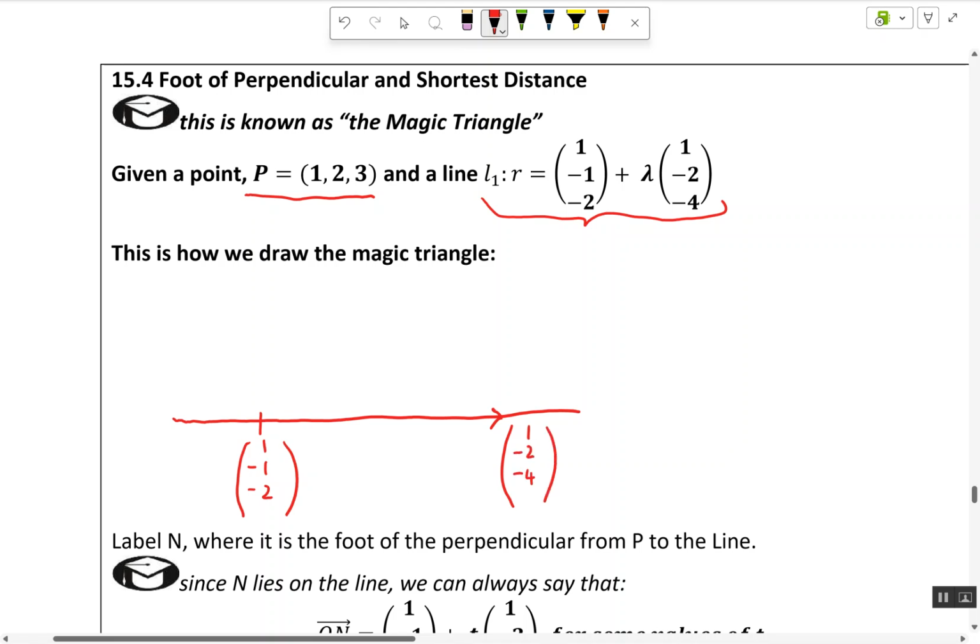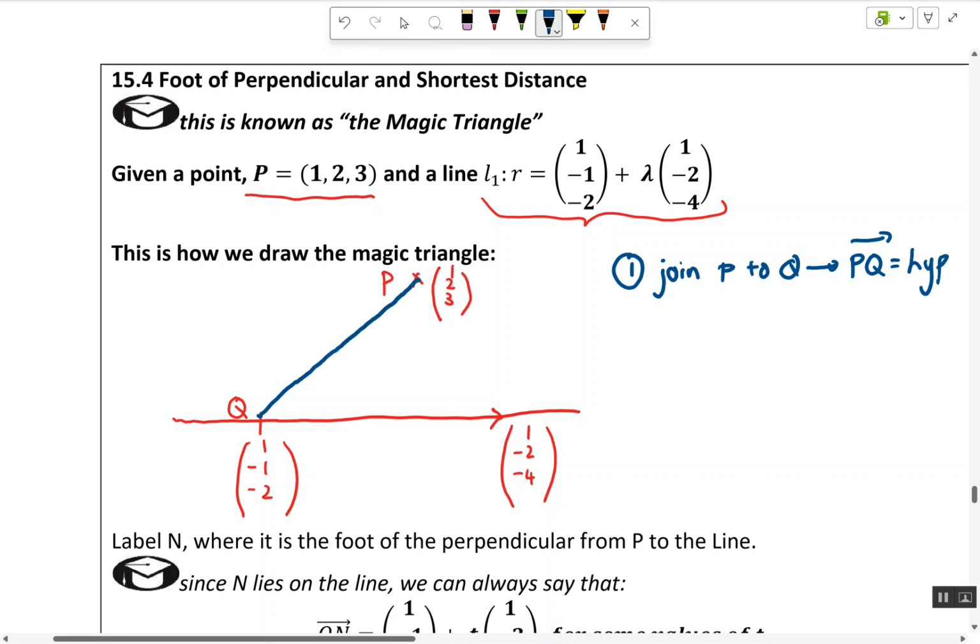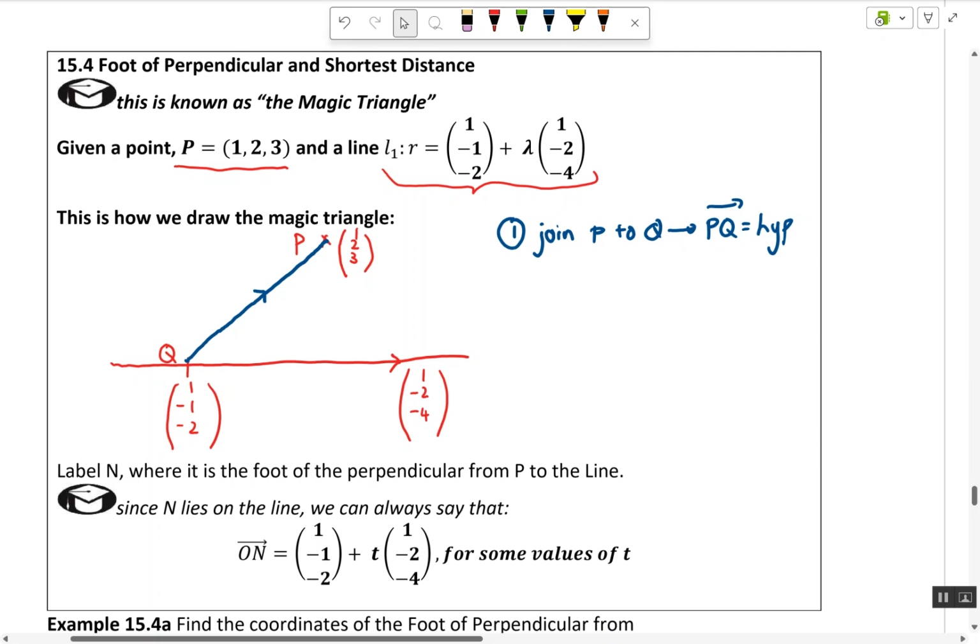So there is going to be a point Q. Let's say I label this as Q. There's going to be a point P that is on top of the line, which is 1, 2, 3. How we draw this triangle is crucial. First step, always join P to Q. Which means that PQ is going to be your hypotenuse. So join the line from P to Q. PQ or QP doesn't matter in this case, because later we will do a scalar multiple and you are going to get a constant.